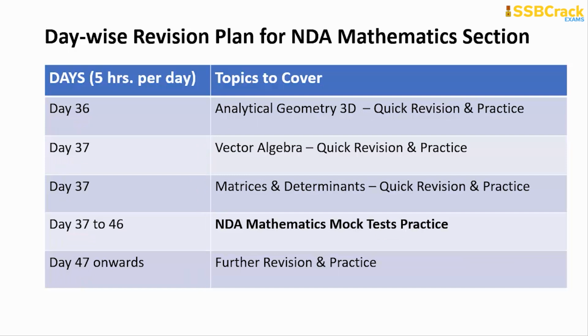So analytical geometry 3D also, you have to try to solve the problems in parallel with analytical geometry 2D and integral calculus, wherein on day 37 you are solving, practicing and revising the vector algebra topic and matrices and determinants. So from the remaining time of day 37, or if not, the next day, no problem, you have to start your NDA mathematics mock test attempts, because you are just left with 50 days. You have to dedicate these 5 hours of study importantly. Then and only then will this plan be fruitful to you.